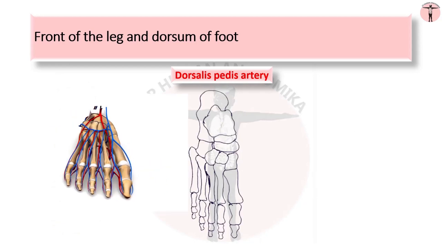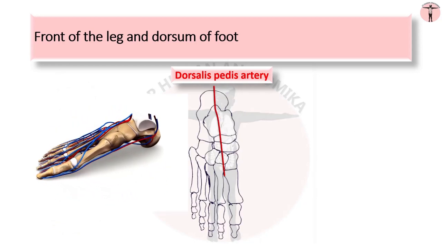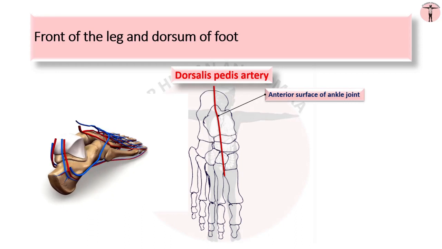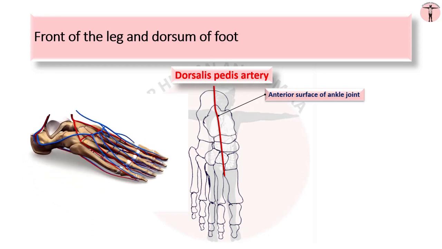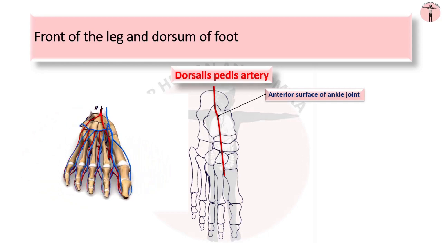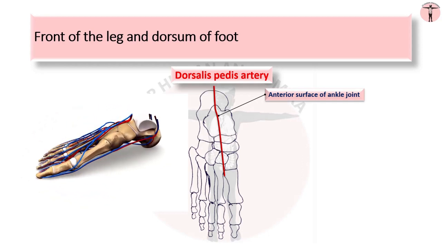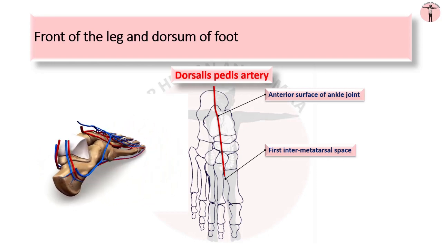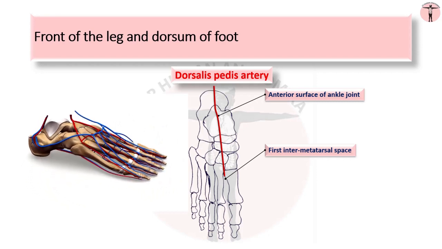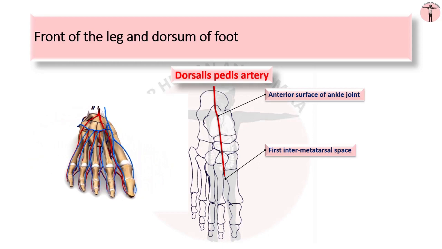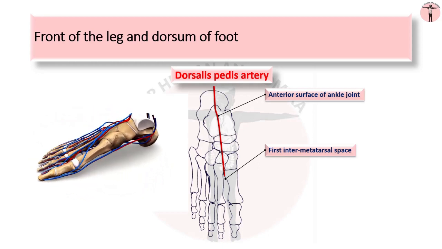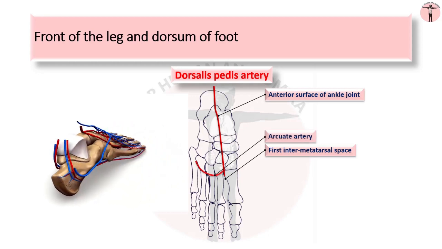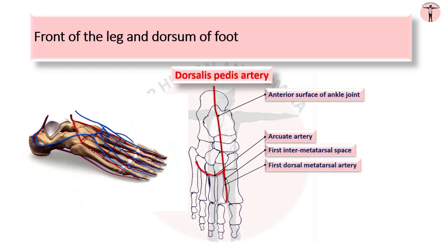The dorsalis pedis artery, the continuation of the anterior tibial artery, begins on the anterior surface of the ankle joint and runs with the deep peroneal nerve, deep to the inferior extensor retinaculum and extensor hallucis brevis, to the proximal end of the first intermetatarsal space, dips into the sole and terminates by anastomosing with the lateral plantar artery. Near the base of the second metatarsal bone, it gives off the arcuate artery, and just before dipping into the sole, it gives the first dorsal metatarsal artery.